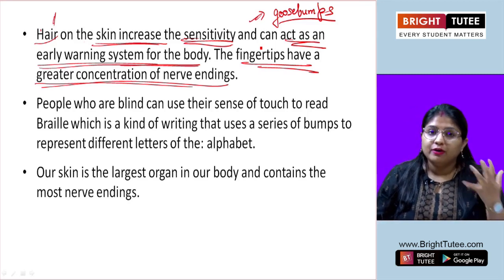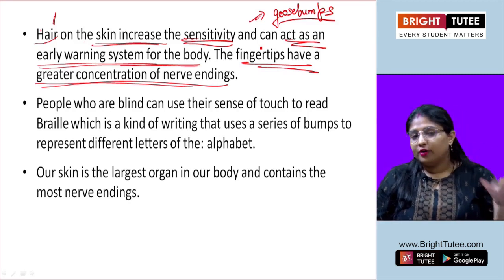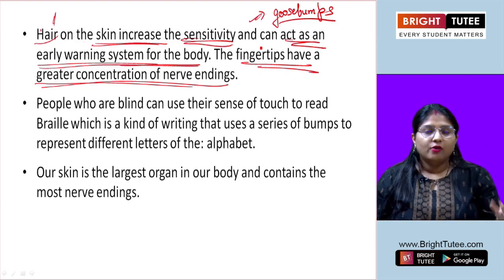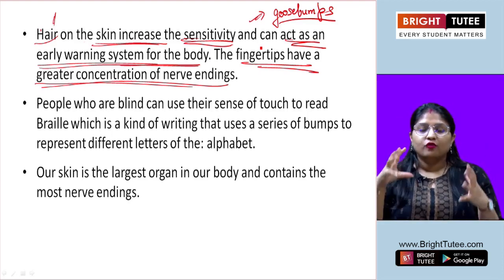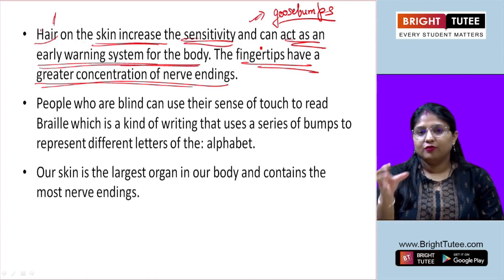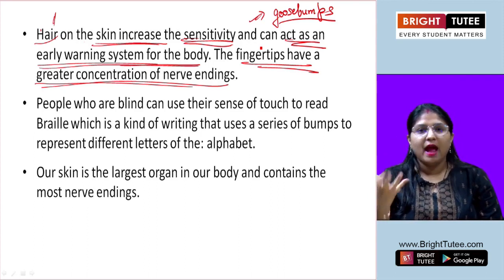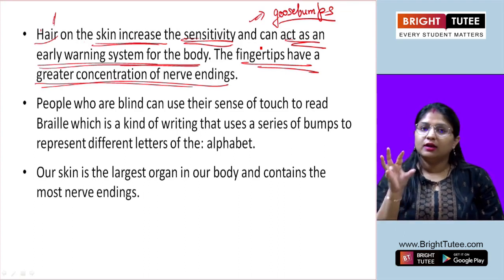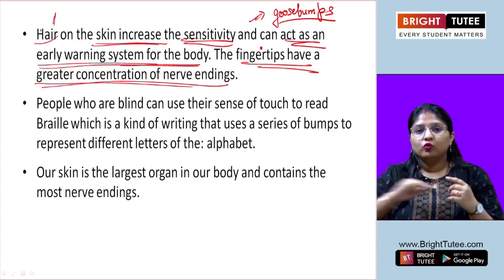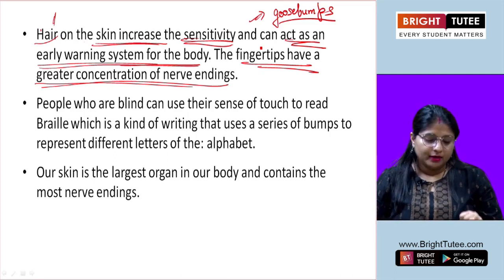Apart from that, the fingertips also have a lot of nerve endings, because we are holding things, we are touching anything with the help of our fingers. So if you're touching, let's say, a pan which is hot, the first thing is you touch it with your fingertips. So fingertips have a lot of nerve endings to send signals quickly, right?